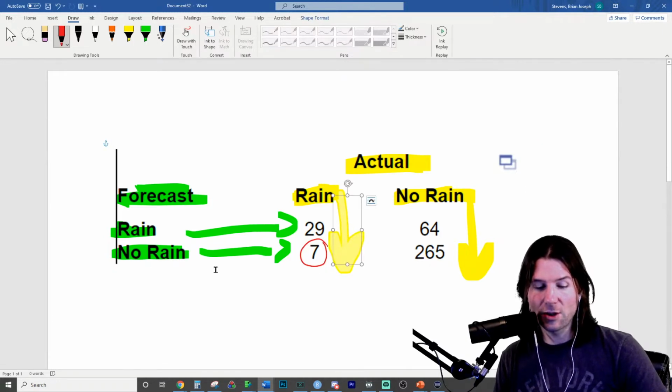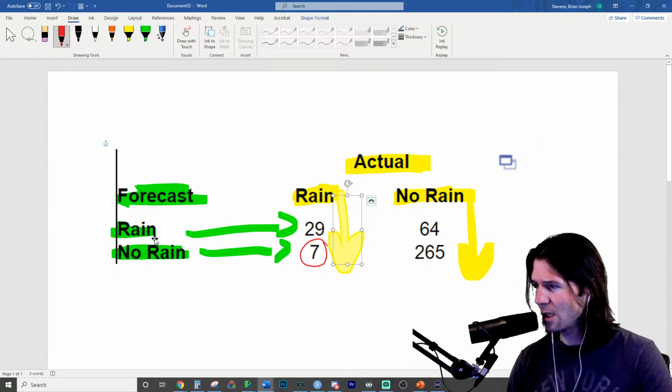So it's saying that it actually rained. But the night before, we heard the forecast, and the forecast told us what?